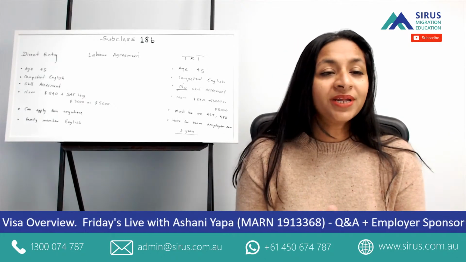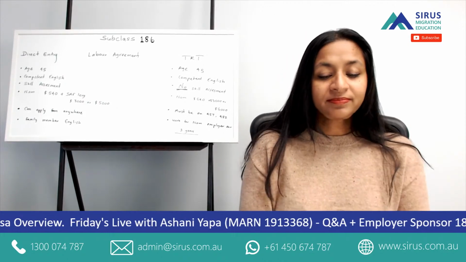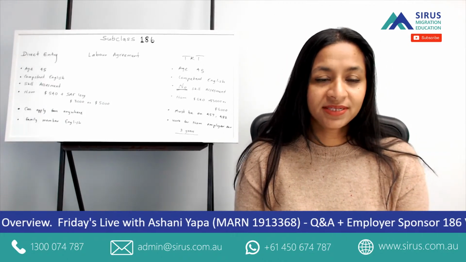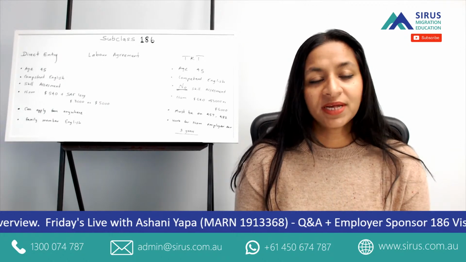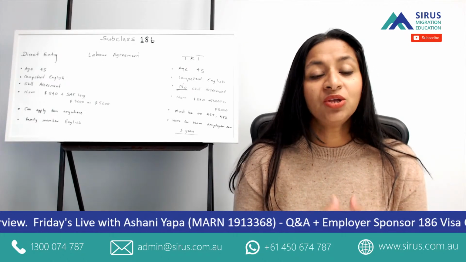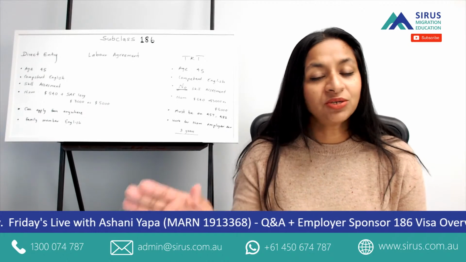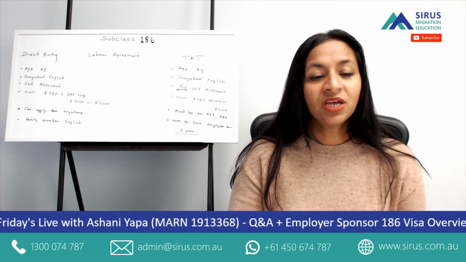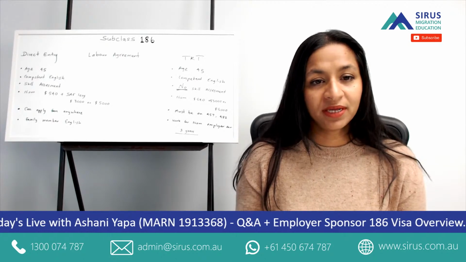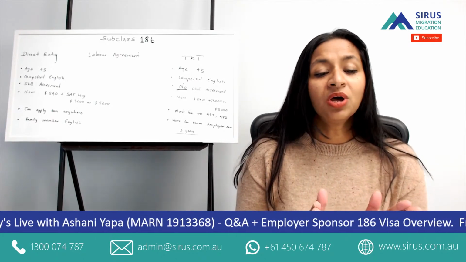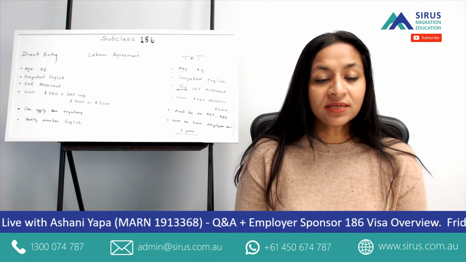So, what is subclass 186? It is Australian permanent residency. So once you get the subclass 186 as an applicant, you immediately become an Australian permanent resident. You don't need to apply for any other visas. You can stay in Australia permanently.